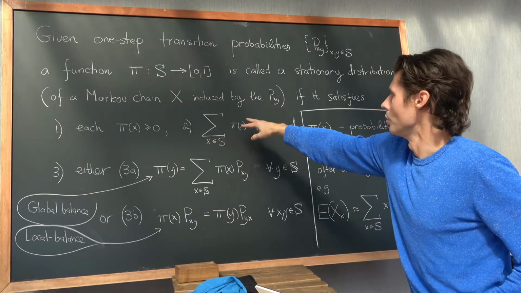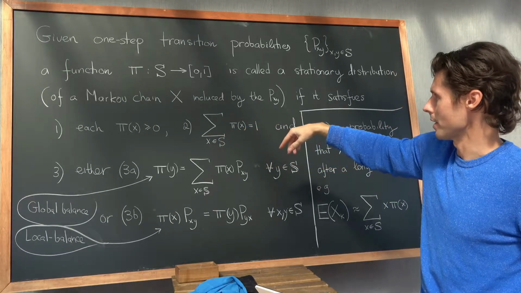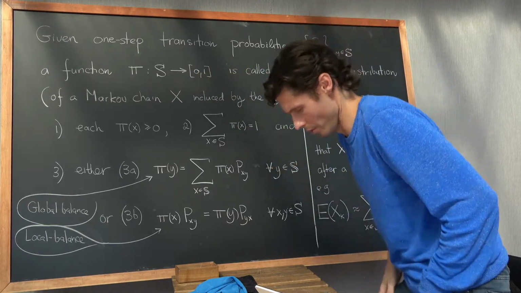They sum up to 1. So both of these, for example, imply that pi x is less than or equal to 1, which explains why the numbers here in this range go from 0 to 1.